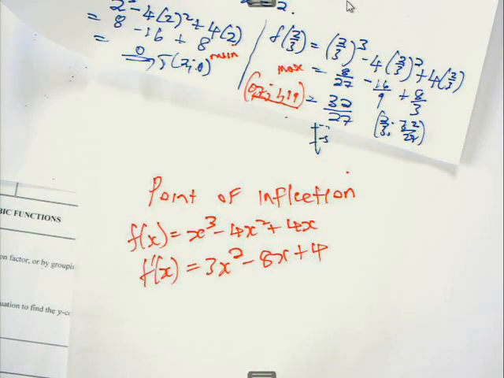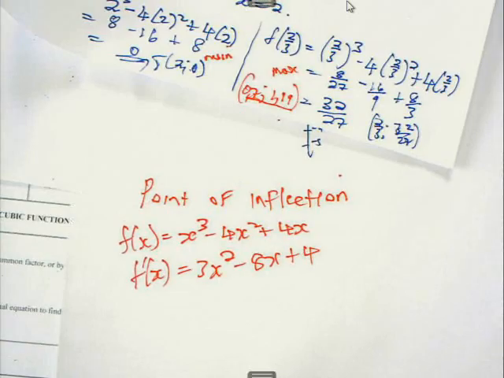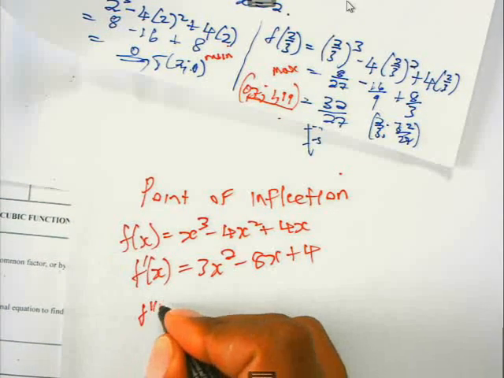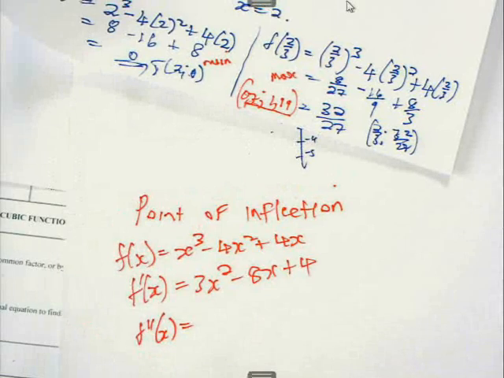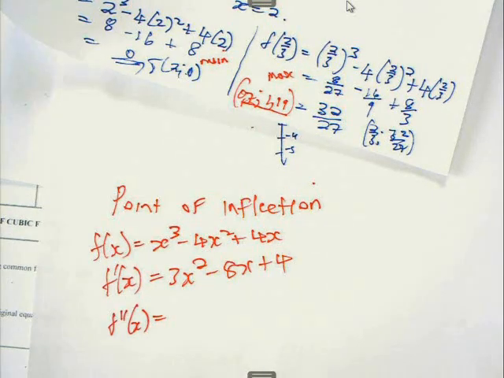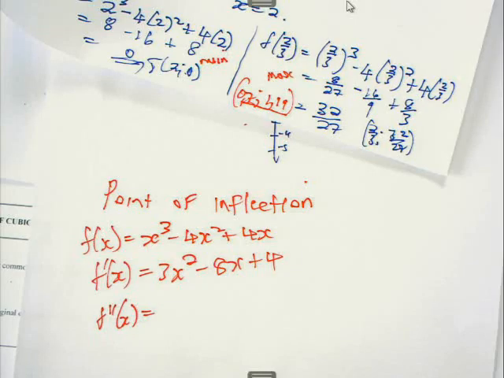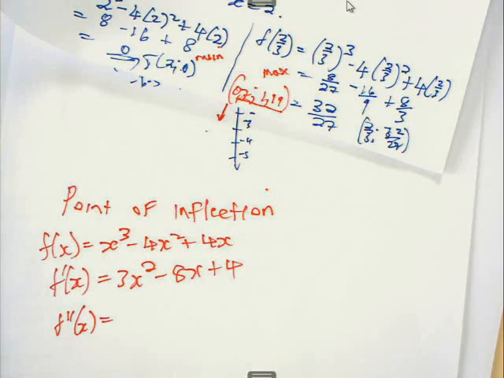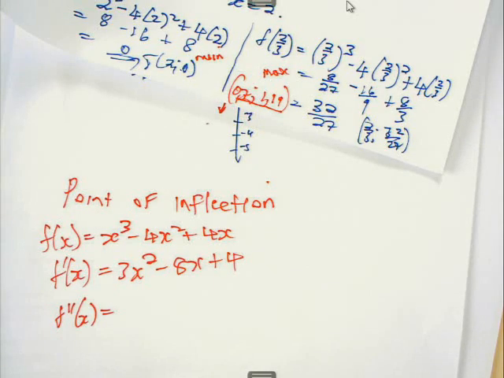Can I give you just 2 minutes, boys and girls, just to find the second derivative for me? Now we have f prime of x is equal to 3x squared minus 8x plus 4. What will be the second derivative? Thank you. Right, boys and girls, what is your answer on this one? What is the second derivative if we have f prime of x equal to 3x squared minus 8x plus 4?